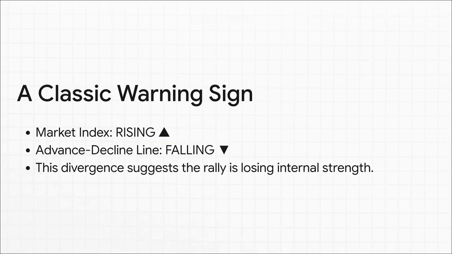And this right here is the classic red flag. So picture this. The NYSE Composite Index is pushing to new highs. Looks great, right? But at the same time, the AD line is quietly trending lower. What's that telling you? It's screaming that the rally is getting weak on the inside. It's being held up by just a handful of huge stocks, while most of the smaller ones are already heading south. That is a major, major warning that the trend is in big trouble.